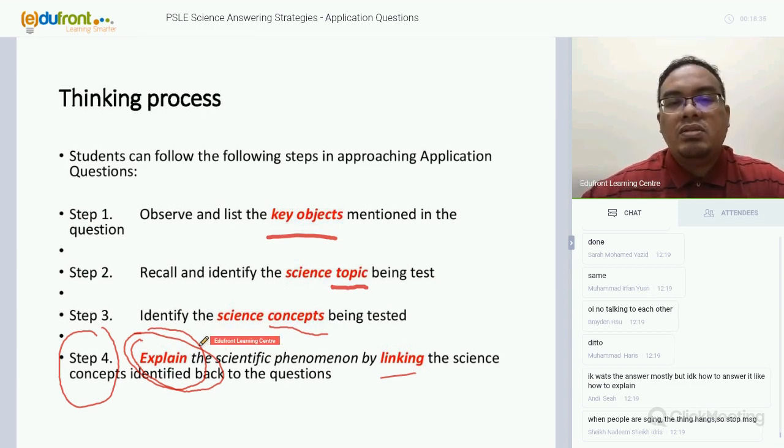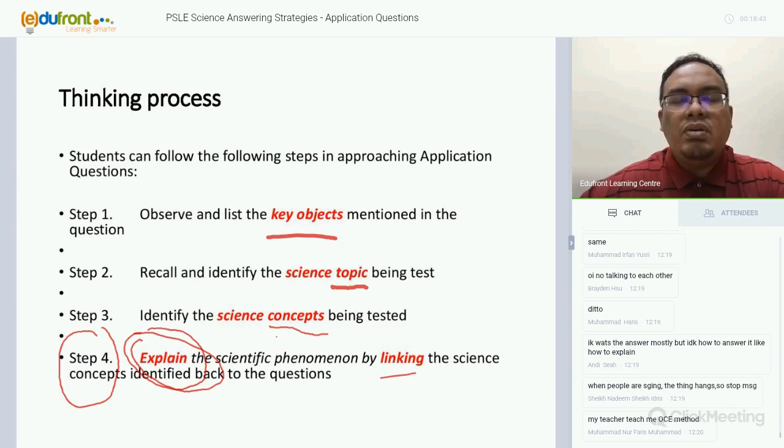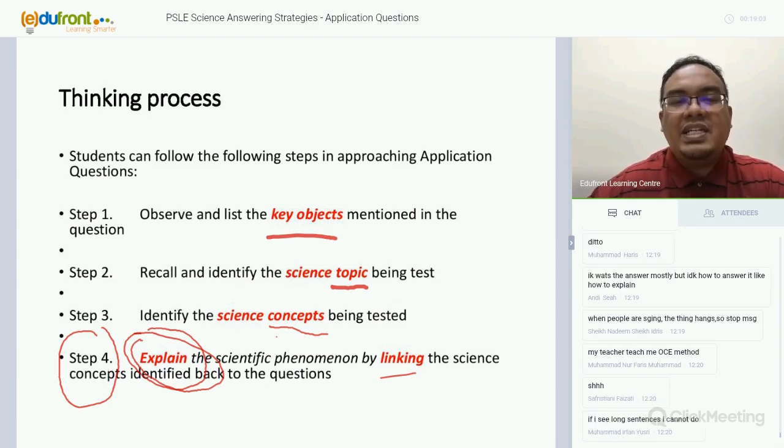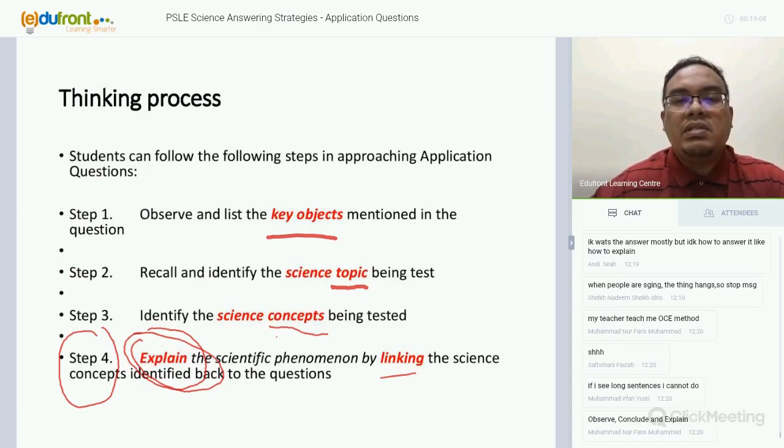This is not very easy, right? Many students, when you see an application question, don't even know what is being tested. That's why application questions can be quite challenging. I do not blame some of you because it's indeed very challenging. Every year, MOE and PSLE come out with very innovative, creative and interesting questions, which test your understanding and your ability to link the scientific concepts to the new situation given to you.